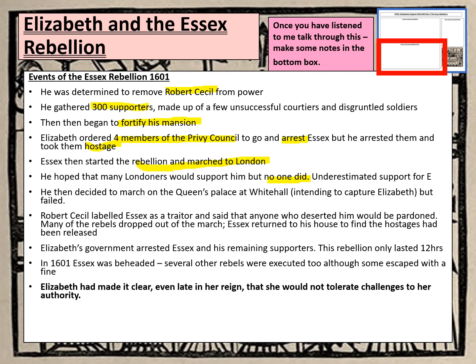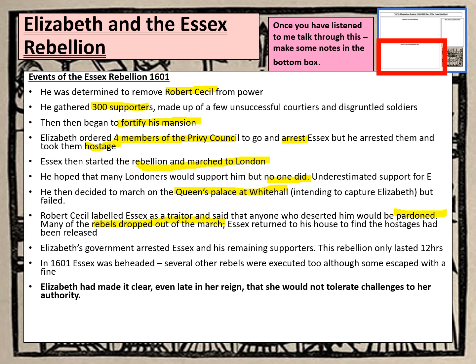This is where that overreaching and arrogance really comes into play. He then decided to march to the Queen's Palace at Whitehall. He intended to capture Elizabeth, but failed. Robert Cecil labelled Essex as a traitor and said that anyone who deserted him would be pardoned. This was a really, really clever thing to do because many of the rebels then dropped out of the march. They're like, oh, this isn't going to work anymore. We've kind of lost too much already. And they backed out. So he had now fewer supporters.